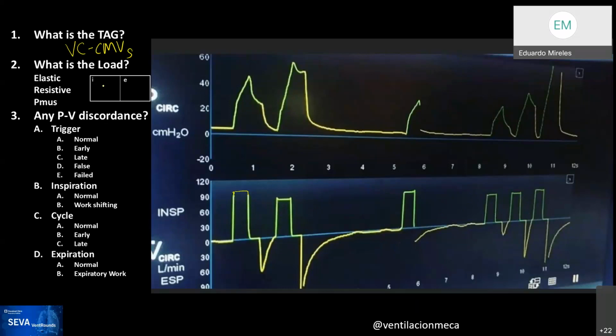Let's go to what is the load, and we'll come back to this flow targeting scheme. I like that flow targeting scheme. Thank you, Uri.